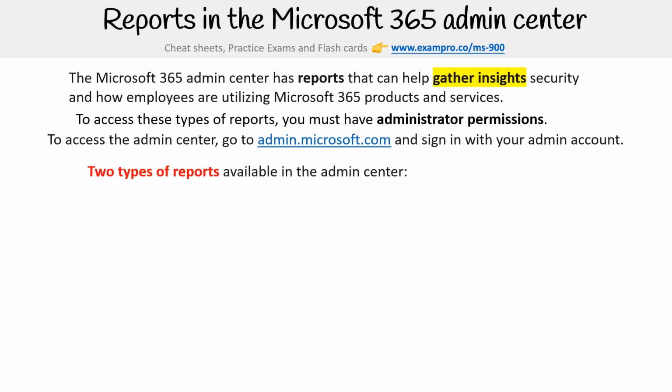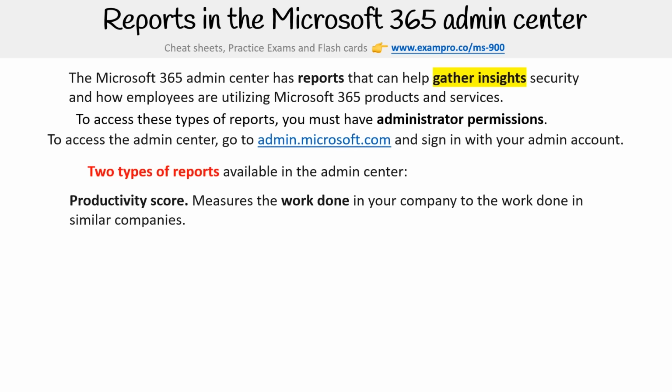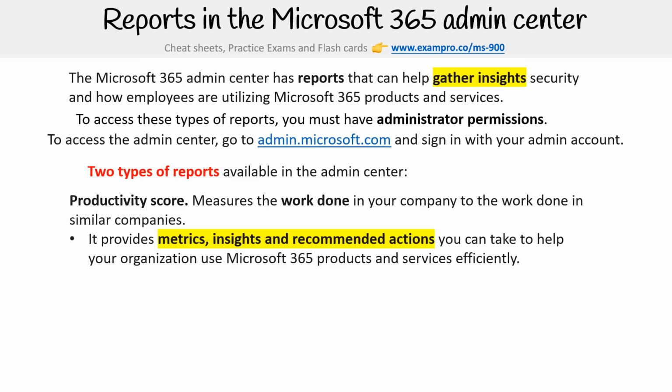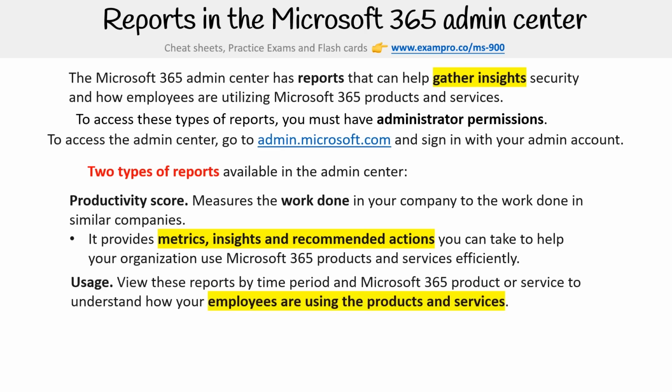The following list describes the two types of reports available in the Admin Center. First, we have the productivity score. This type of report measures the work done in your company to the work done in similar companies. It provides metrics, insights, and recommended actions you can take to help your organization use Microsoft 365 products and services efficiently. Then we have usage.